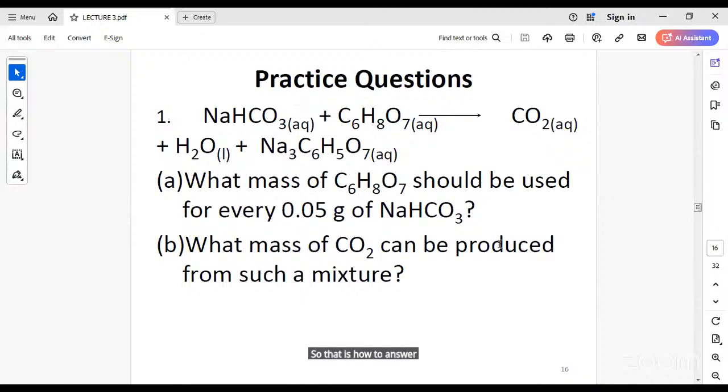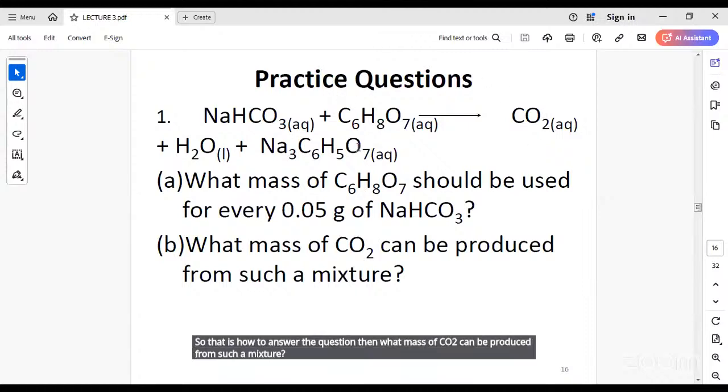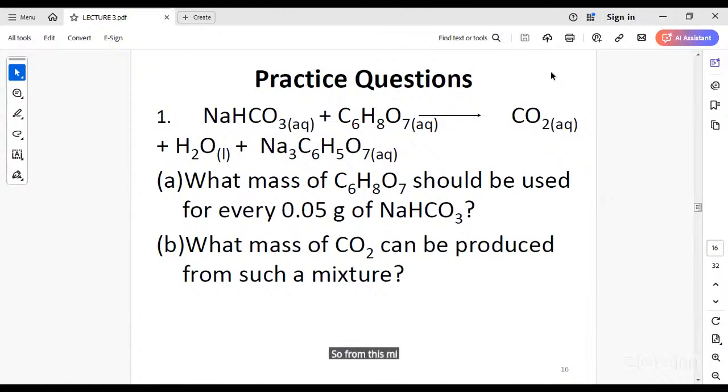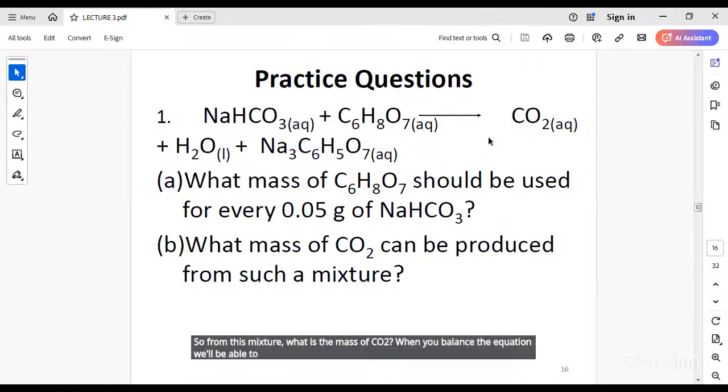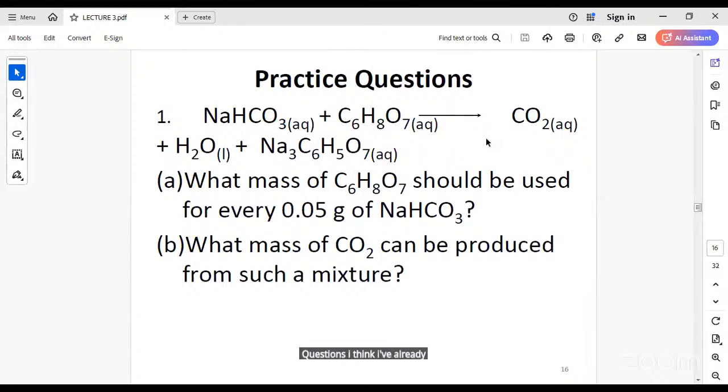Then what mass of CO2 can be produced from such a mixture? So from this mixture, what is the mass of CO2? When you balance the equation, you'll be able to get the mass of CO2 that can be obtained from this mixture. I think I've already given you the answer. So please try out these questions. I think I've already done the practice question for you.